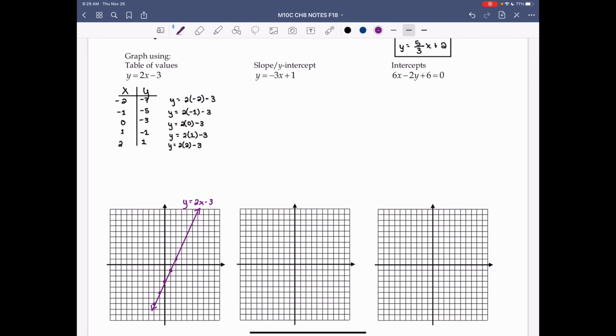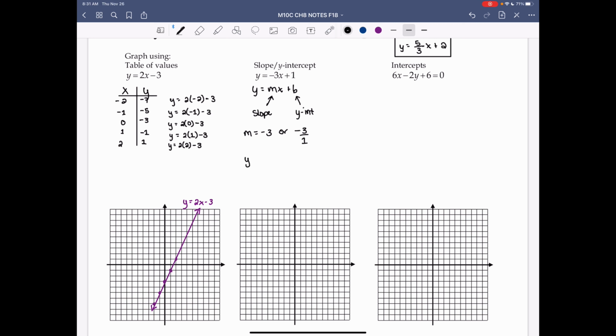Next, graph using slope y-intercept. So remember our slope y-intercept form from chapter 7. Y equals mx plus b, where m is our slope and b is our y-intercept. Then for this question, we have m equals negative 3, which we can write as a fraction by putting a 1 underneath, so negative 3 over 1.